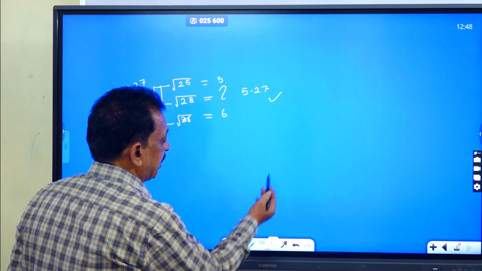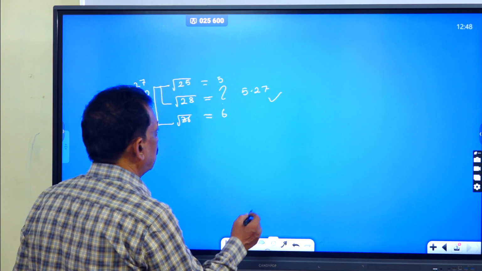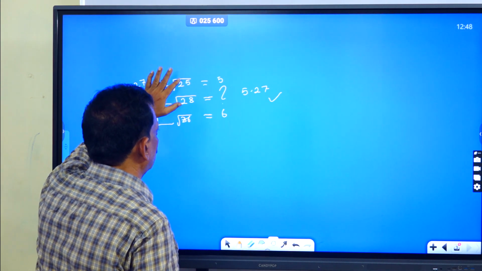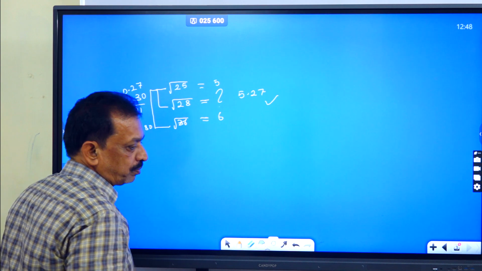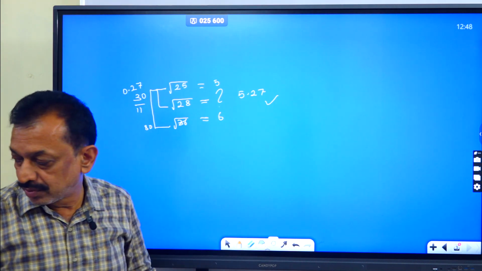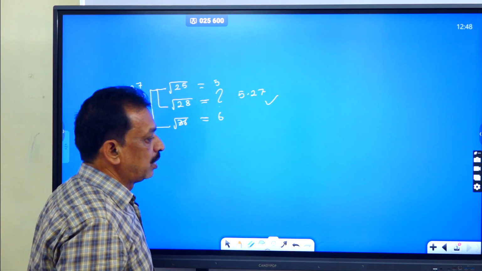For finding root values of any number, if the value lies between two perfect square values, then this is the logical method you have to use. This is the logical method of doing the problems. Understanding the logical method of doing the problems. Okay, now next.